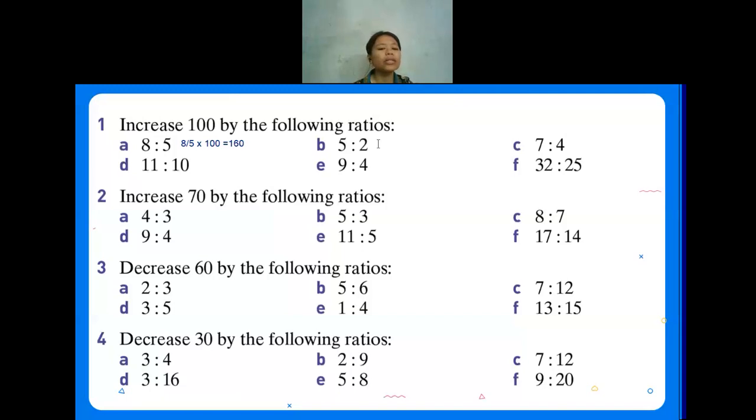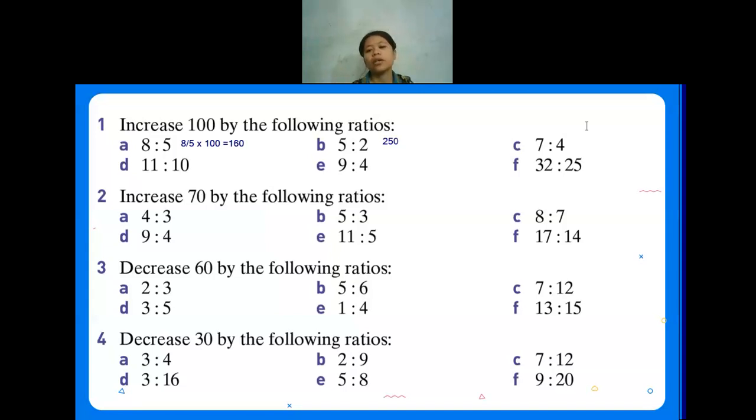Okay, for question B, anyone want to help me? Maybe it will be 150. Yes, teacher. 5 out of 2 times 100 is 250. Okay, thank you. Good job.